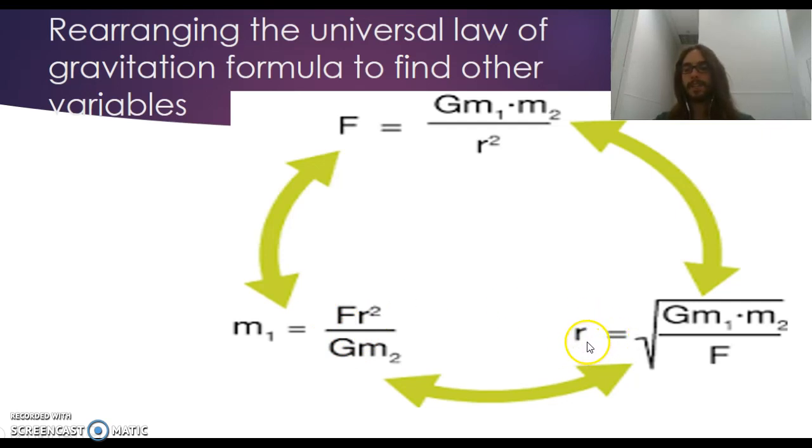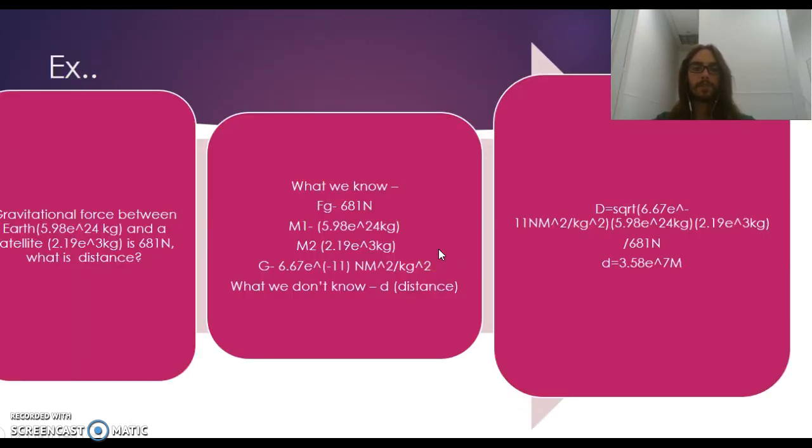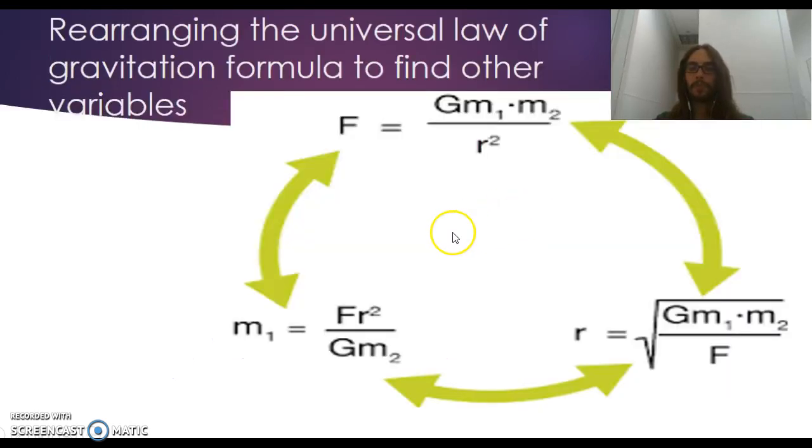Whereas, you can find the distance by square rooting that whole equation, because right here you've got r squared, so to get it out you need to square root it. You'll switch F to the bottom here, because you'll have to divide F out, and then you'll get r equals the square root of that first equation, and then you can figure that out as well. Okay, so we're going to do another example, but before we do that, I'm just going to pause the video and then we'll have another one on this.